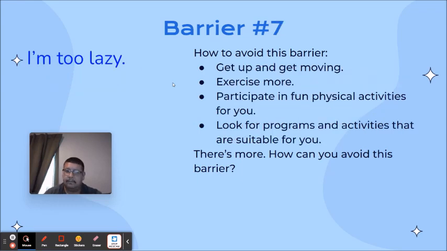Okay. Almost done. It's 8 barriers and we're number 7. This barrier is called I'm too lazy. How can you avoid this barrier? Get up and just get moving. Now, when you get up and get moving, that means that your body is now getting ready to practice whatever you're going to practice in order for you to meet your SMART goal.